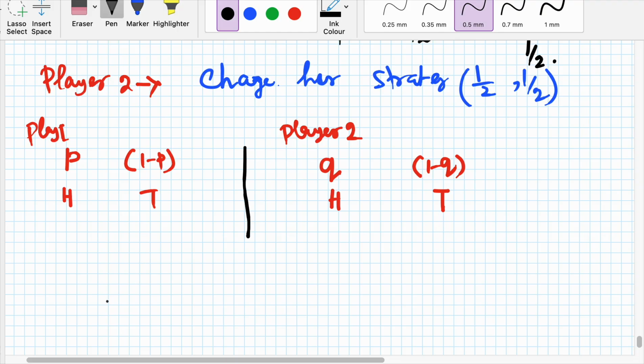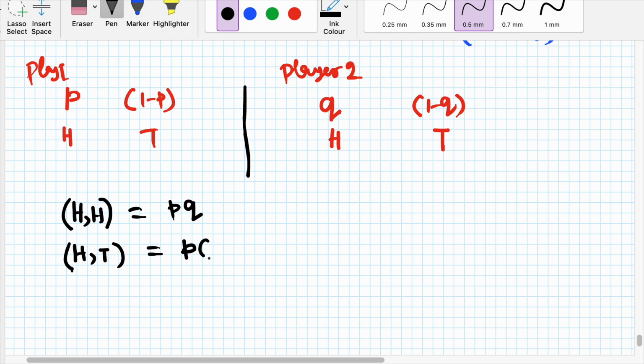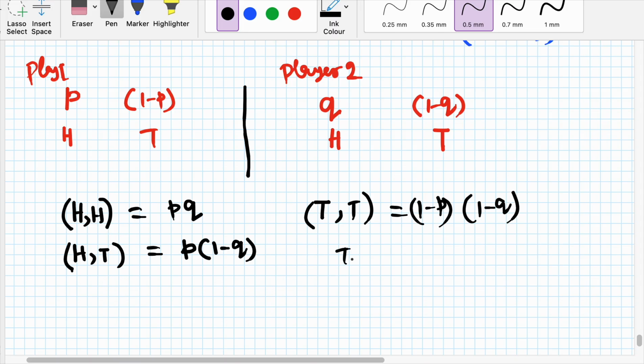Now in this situation let us calculate the outcomes. What will be the probability of head head? That will be pq. What will be the probability of head tail? That is p into 1 minus q. Tail tail is exactly 1 minus p into 1 minus q. And the probability of tail head is 1 minus p into q.